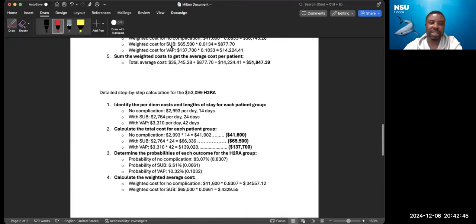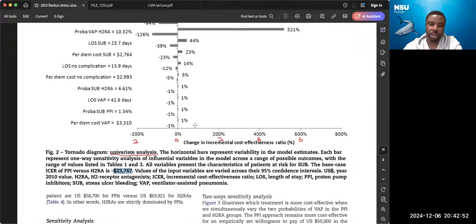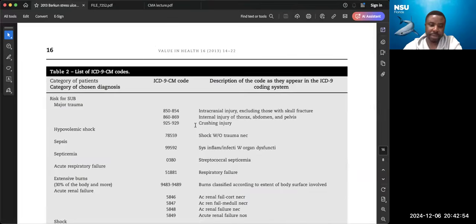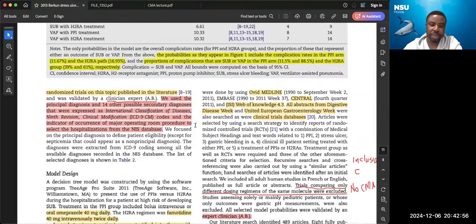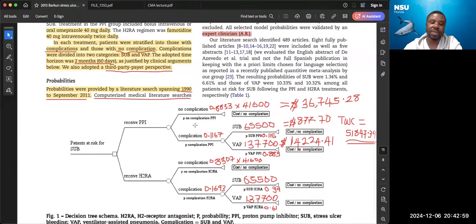And then we'll go back to the decision tree. This is where we will show our choice. Remember that in the decision tree, they have different names. This is the node of choice. This is the node of chance. Do you remember that? And this is the terminal node. So we put our choice, the PPI, here. And this is the chance node, and this is the terminal node.